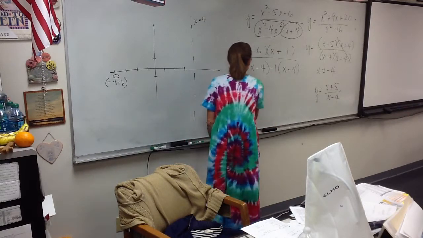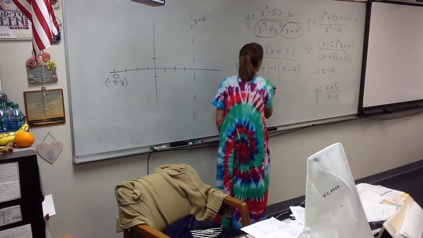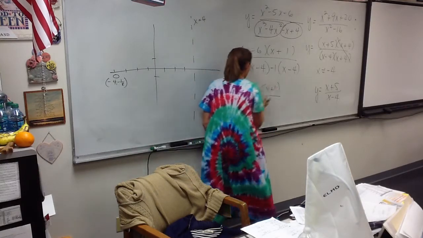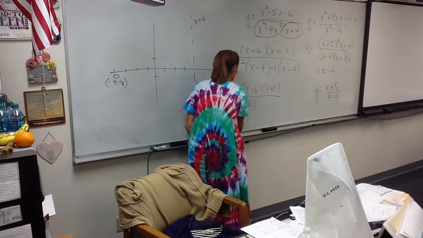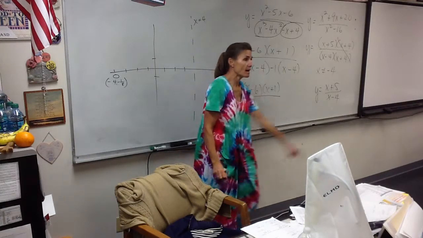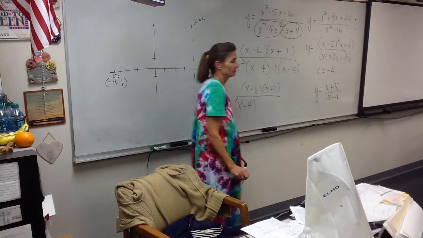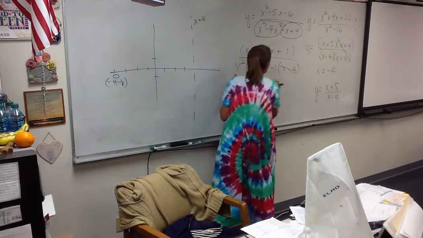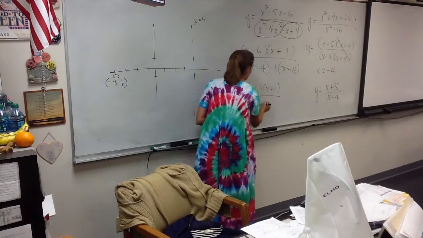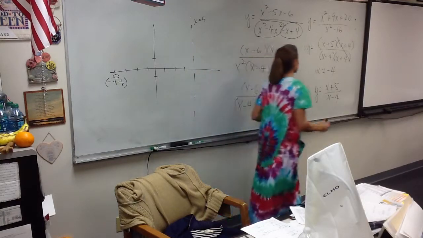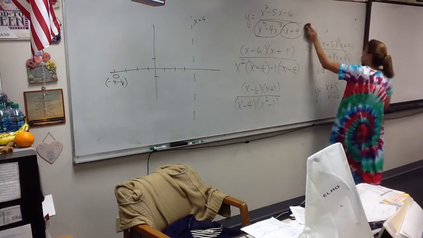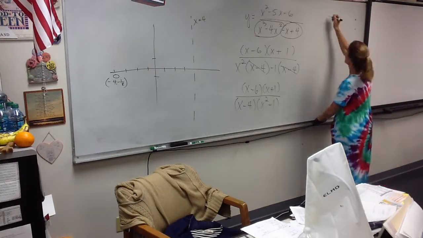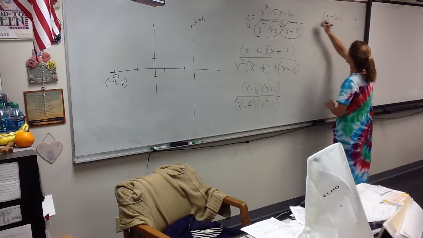So my top is still what it is. Now my bottom, I have a match, so I write it down. How many times do I write it down? Once. After I write this one down, what's left over? X squared minus 1. What can I do with x squared minus 1? Can I factor it? Yep.